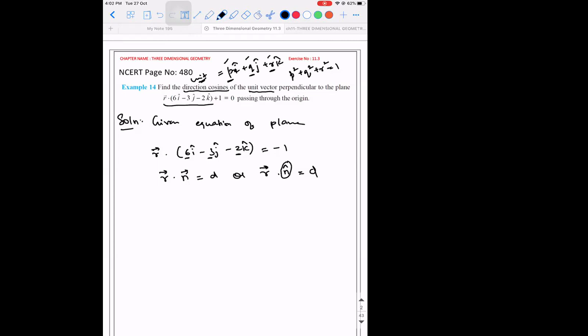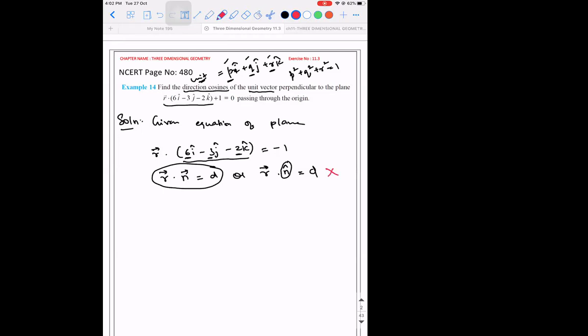So here, now rethink. 6, 3 and 2 are definitely not less than 1. So what do they represent? Does this vector represent N vector or N cap? N vector. I hope you're clear, guys. So this is wrong.